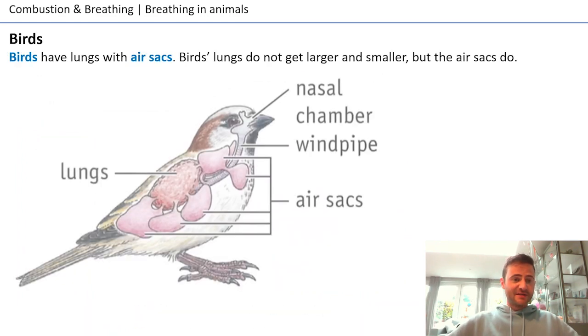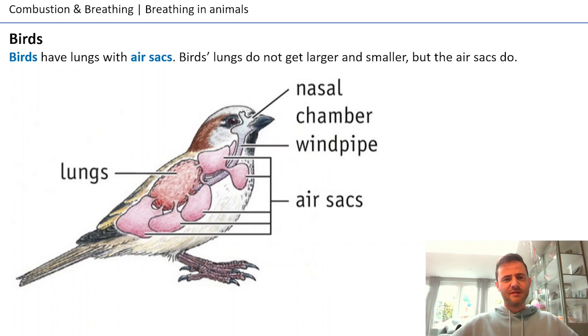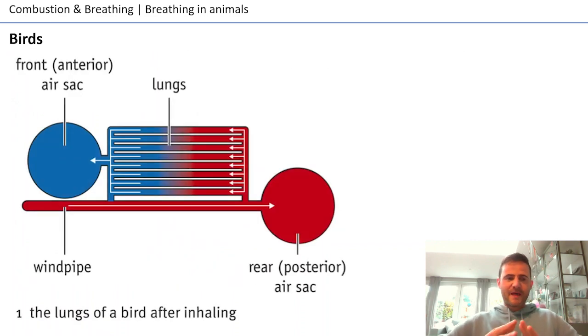Finally, let's look at respiration in birds. Birds have lungs with air sacs, and this is kind of a strange part. The lungs themselves don't get bigger or smaller, but the air sacs do. So here are the lungs, and around them are the air sacs. So how do birds breathe? Now, this is a simplified diagram of the lungs and air sacs, and not all air sacs are shown here, just to keep it simple.